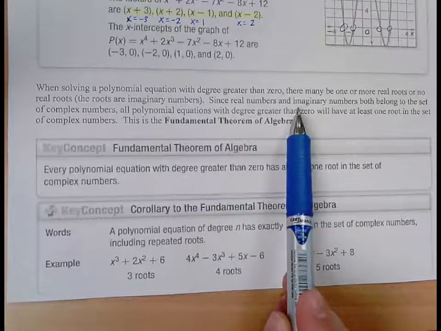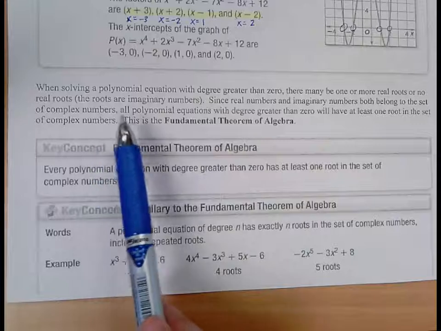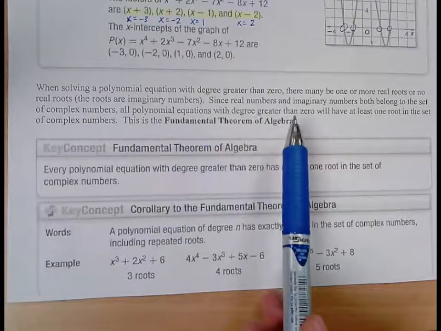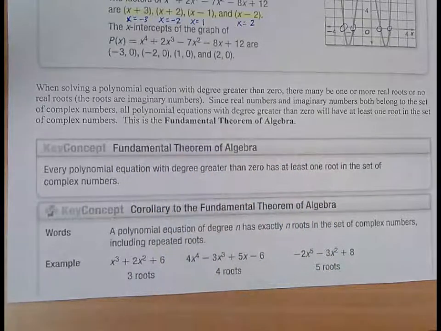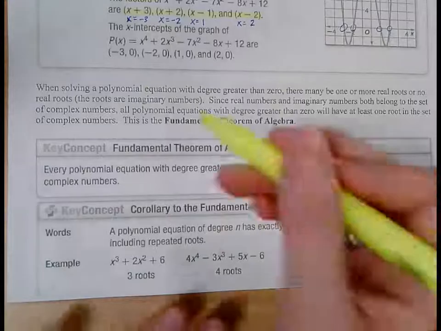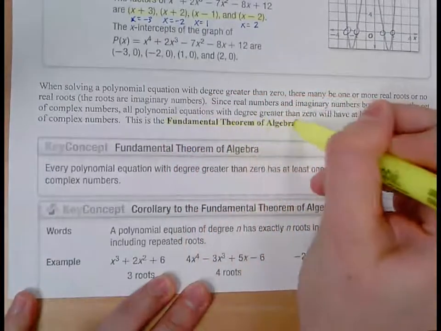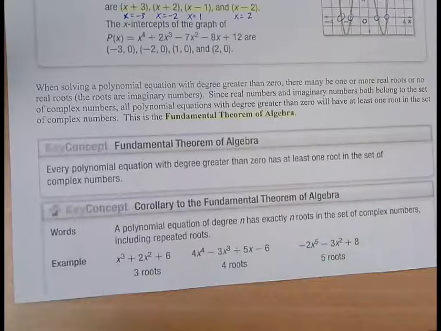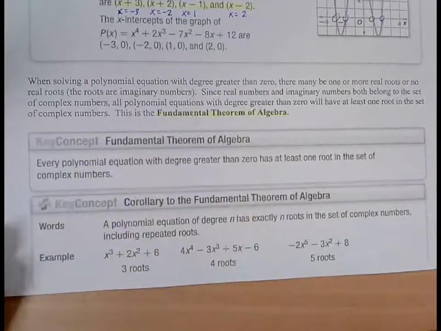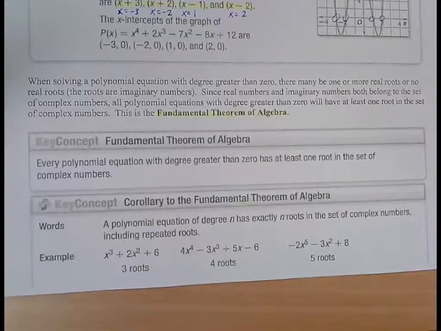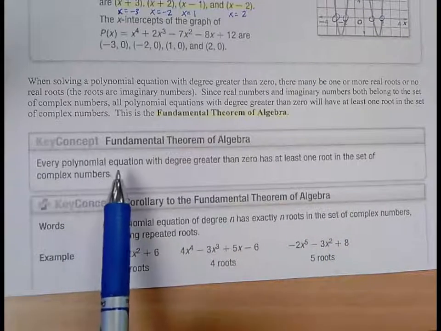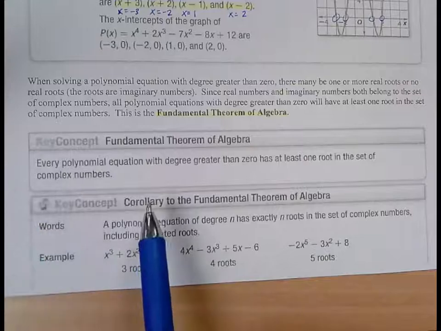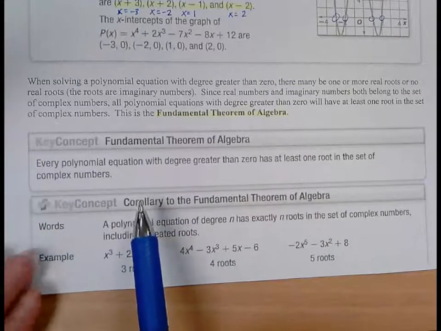Since real numbers and imaginary numbers both belong to the set of complex numbers, all polynomial equations with a degree greater than 0 will have at least one root in the set of complex numbers, and this is the fundamental theorem of algebra. Okay, if something is the fundamental theorem of a subject, it's probably important. But this is basically saying, and I have it just below, so any polynomial equation you solve, if the degree is greater than 0, then it will have at least one root or one solution in the set of complex numbers.